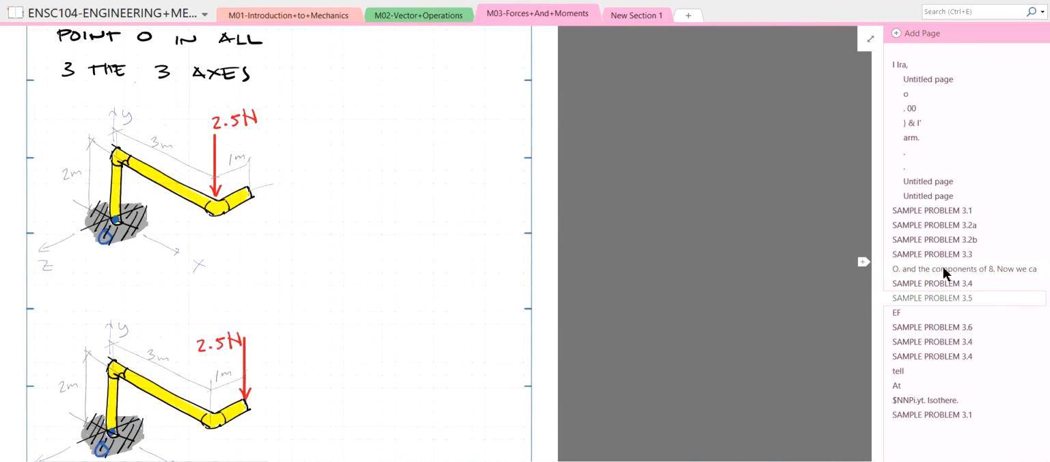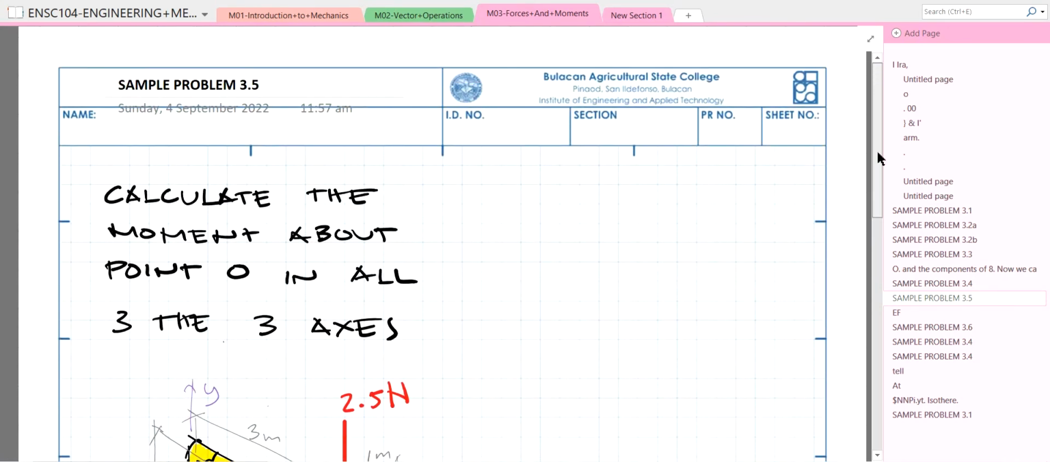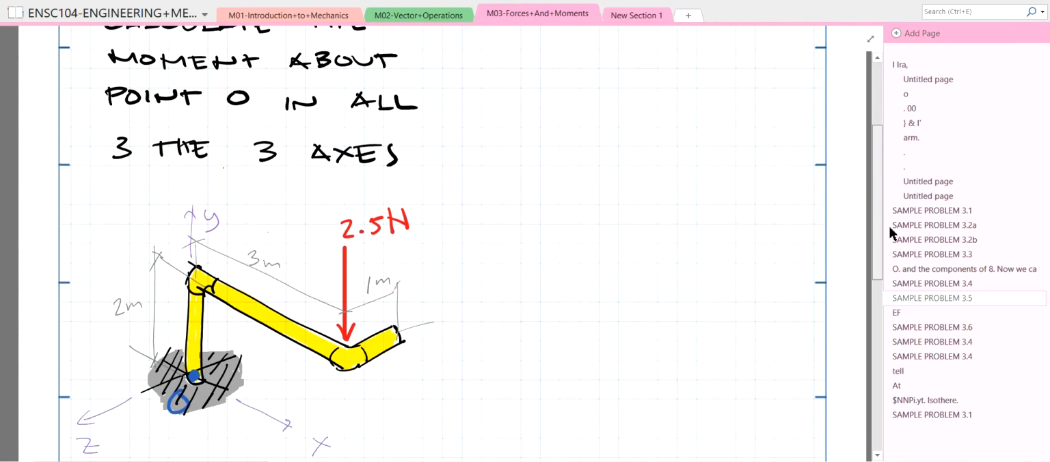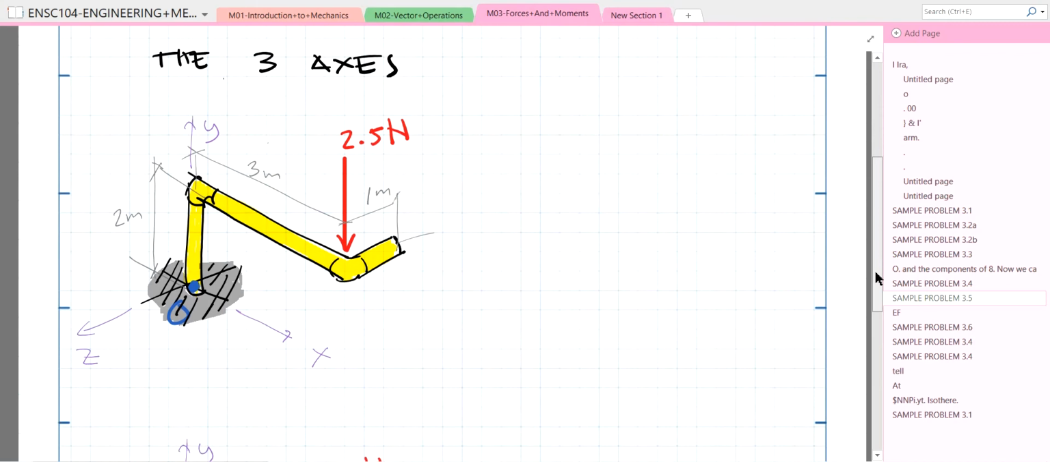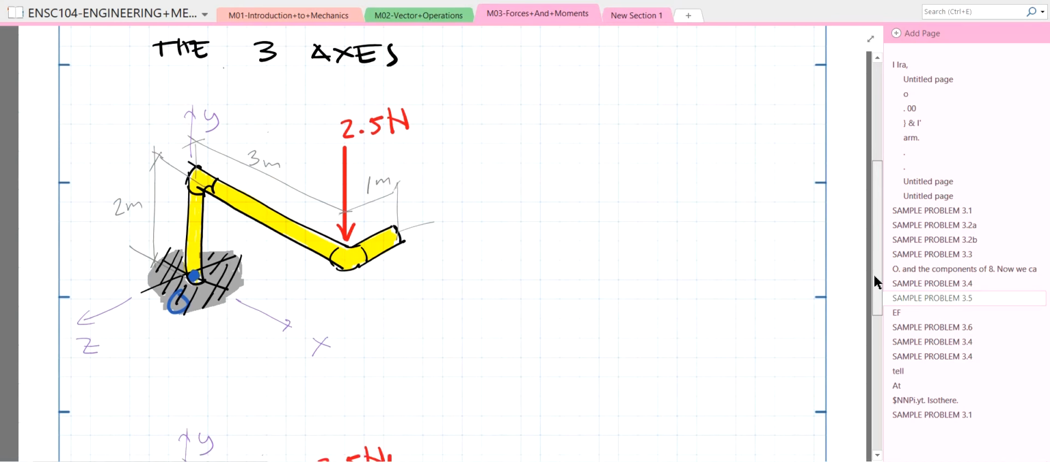Right, so next one is this. Sample problem 3.5. Calculate the moment about point O in all three axes. Right now we'll be dealing with x, y, z, meaning the moment vector in 3D space.